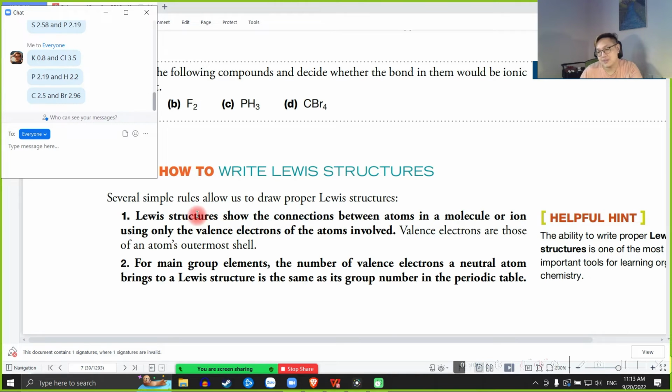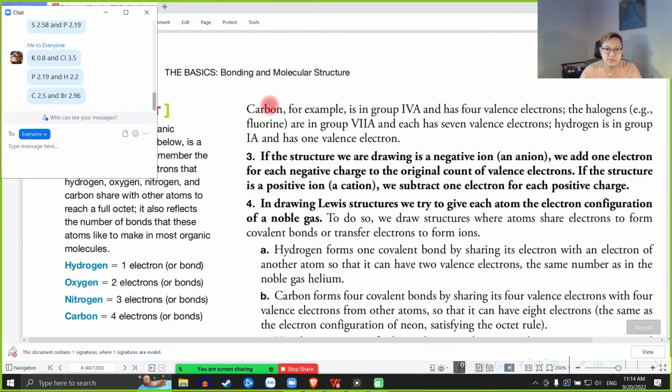So Lewis structure, the dot things, shows exactly how the atoms connect to each other, using only the valence electrons of the atoms involved, or using only the outermost shell electrons of the atoms involved. Now, carbon is group 4, while hydrogen and fluorine, for example, fluorine is group 7A, so each has seven valence electrons. Okay, we know this one already.